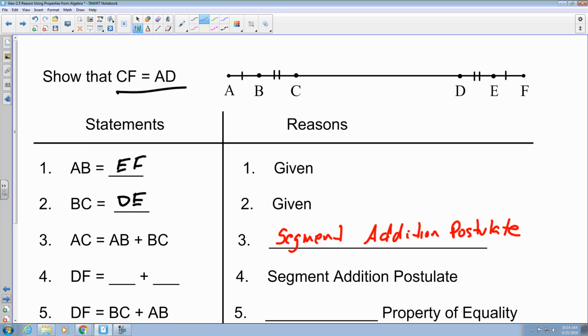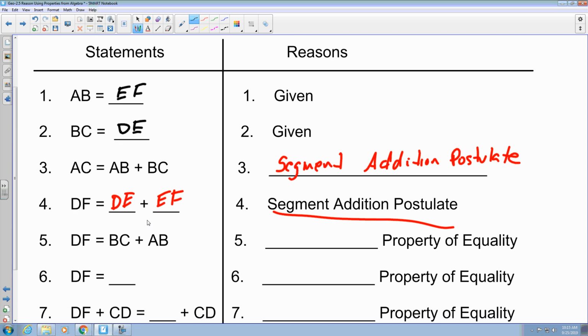All right, you can add those two together. Same idea, the segment addition postulate is being used with DF because it's going to be DE and EF. Using the same idea, it's the segment addition postulate. Okay, so keep moving forward. Now they're saying that we can say that DF is equal to BC plus AB, which is what we have right here. So we ask ourselves, what property is that?